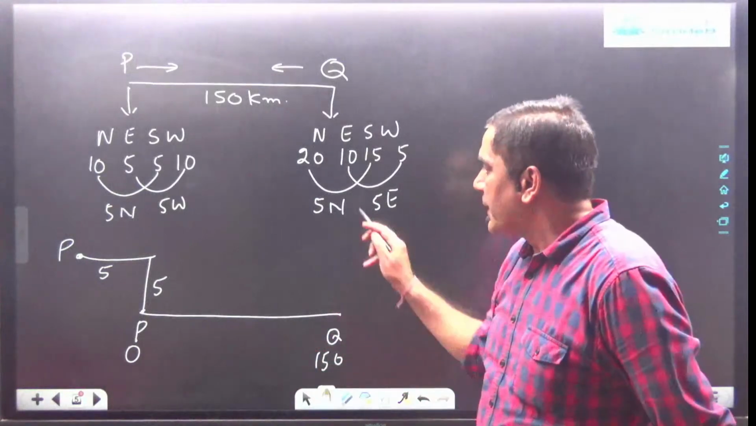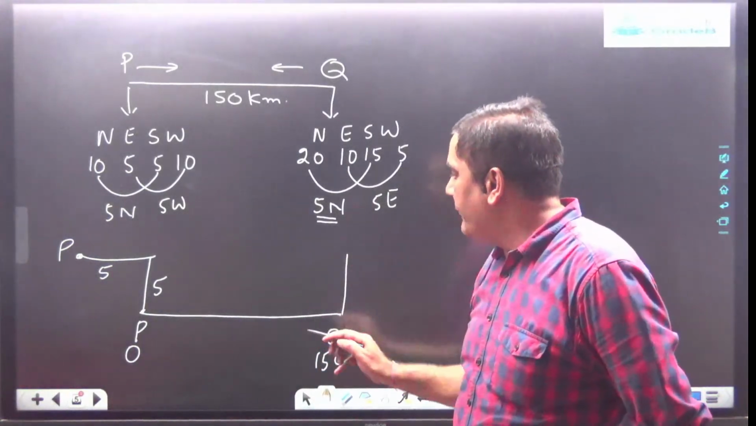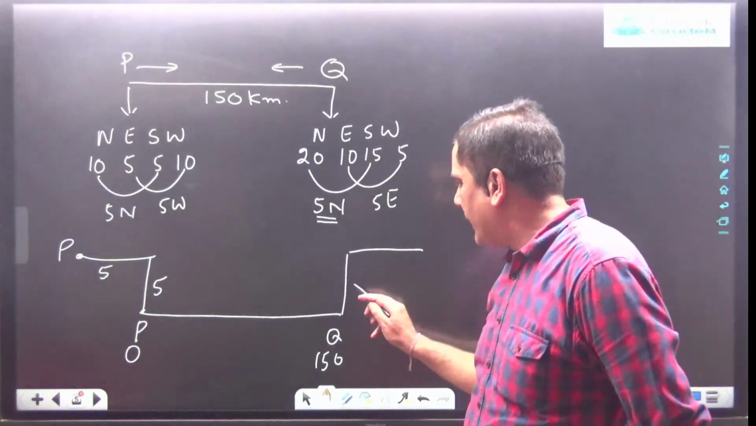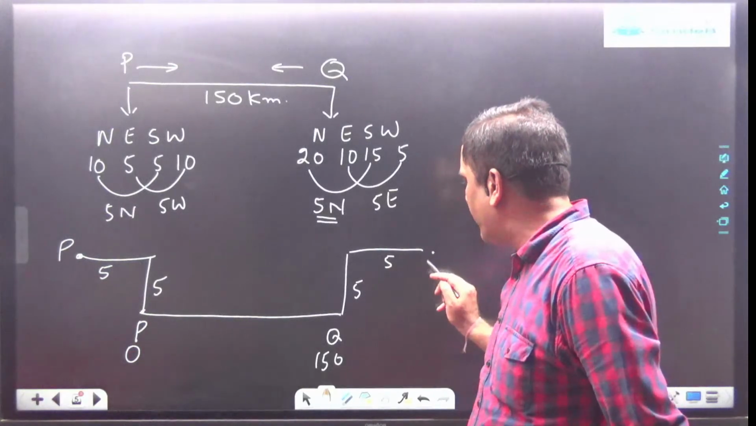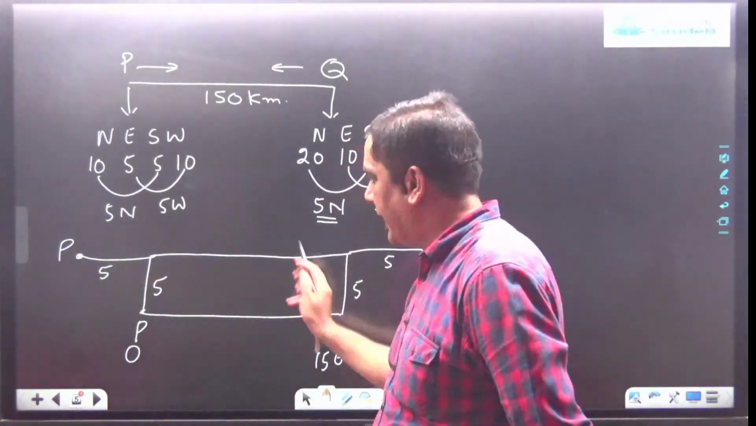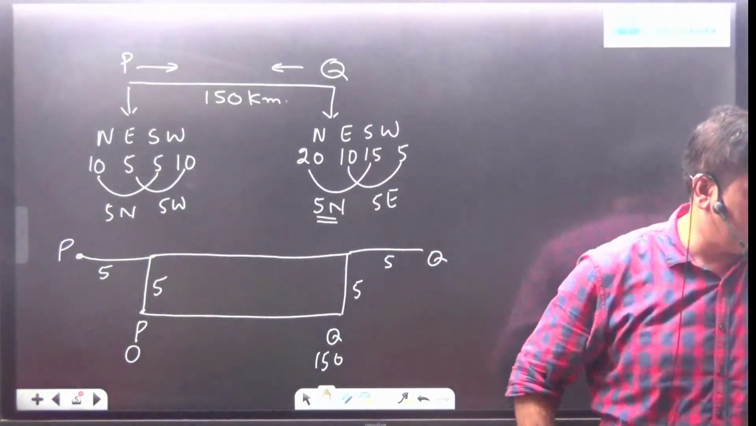Second case for this one, 5 kilometer north means what? 5 kilometer up. And 5 east. East always means right. So it will be 5 and this will be 5. So Q will be over here. Now you have to find the distance between these two. At last we have to plot the map like this.